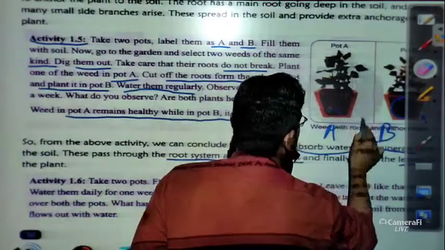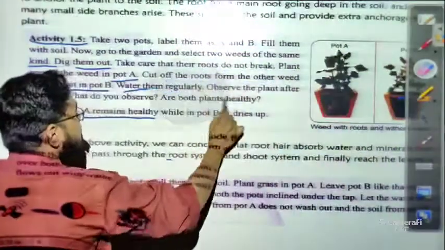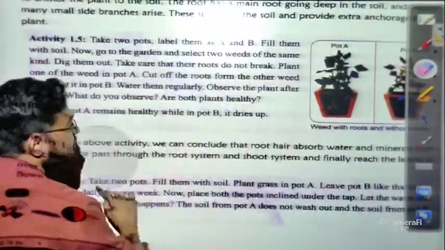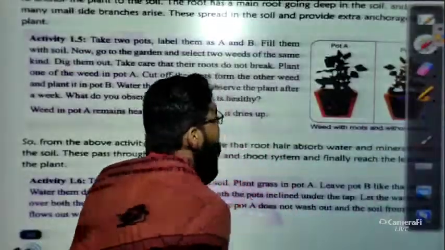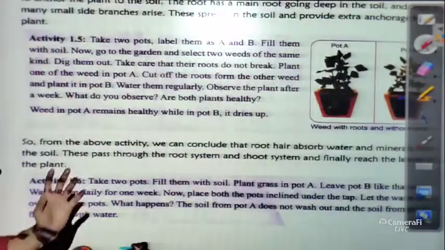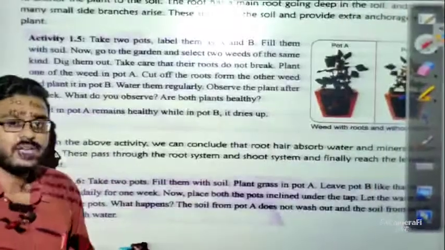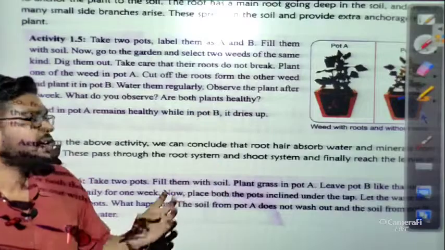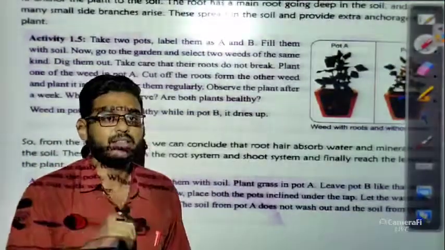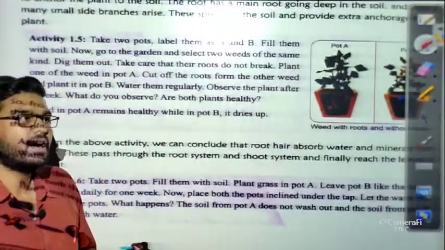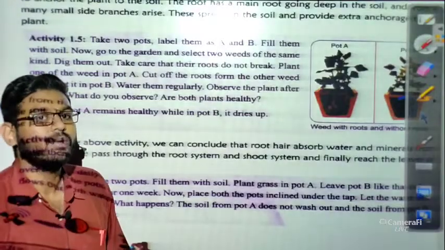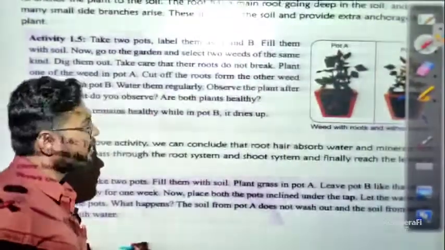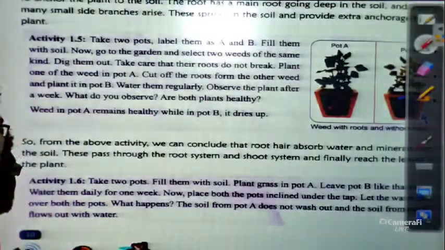Okay, so let me rub all these things. I hope, students, this activity is clear to you, very easy one. Nothing much is there in this activity. What we have to do is take two plants of the same kind and put the plants in a pot. In the first kind roots are there, in the second kind we have cut the root, and then we will observe after 2 to 3 days what will happen. We will see that the plant with no roots dries after a week.